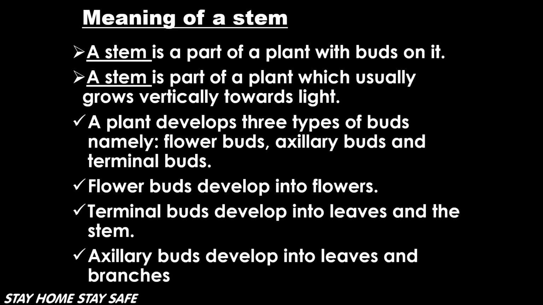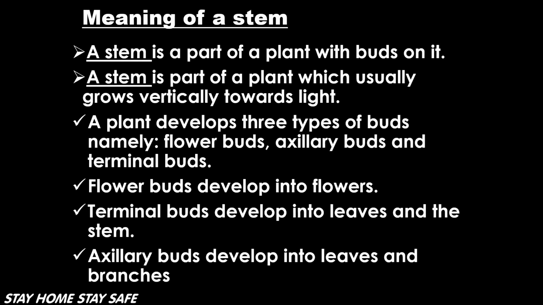We're defining a stem here. Let's go to it together. We're saying a stem is the part of the plant with buds on it. I know you could have written the part of the plant that grows above the soil. Fine, it could also be fair, but the best answer is this one: it's the part of a plant with buds on it. Now, the stem is the part of the plant which usually grows vertically towards light, right?